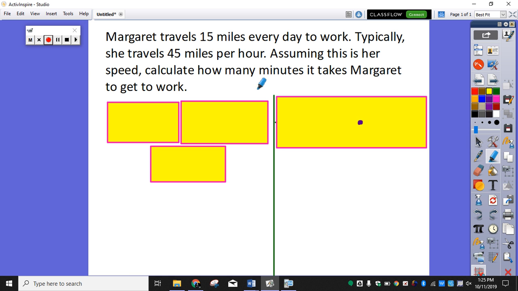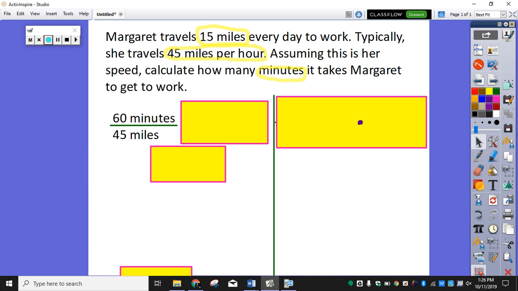So the reason this is a conversion is because they want us to answer in minutes, but our rate of change is in hours. So I've got to convert my rate of change to a different unit and then determine the time for 15 miles. And so one way you can approach this is you can think, okay, 45 miles for 1 hour is actually 45 miles for 60 minutes.